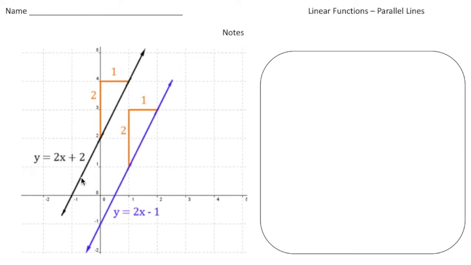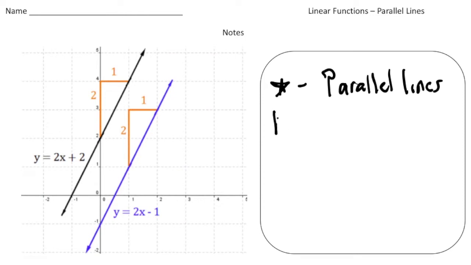Alright, so take a look at this first diagram here, and notice the black line and the blue line are parallel. Now the $1 million question is why? If these lines keep on going, they'll never ever touch. And the reason why is parallel lines have the same slope. So if you write that over here for me, the important thing is parallel lines have the same slope.